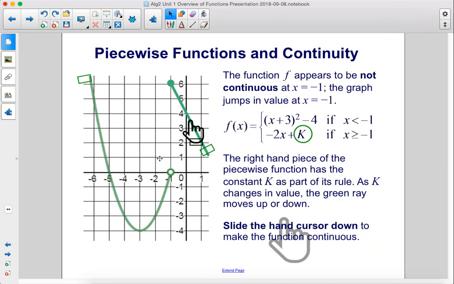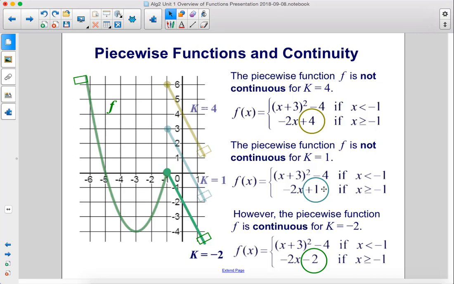The function f appears to be not continuous at x equals -1. The graph jumps in value at x equals -1. So here's our rule. The right-hand piece of the piecewise function has the constant k as part of its rule. As k changes in value, the green ray moves up and down, like so. So we want to slide the hand cursor down to make the function continuous. We just have to put it right there.